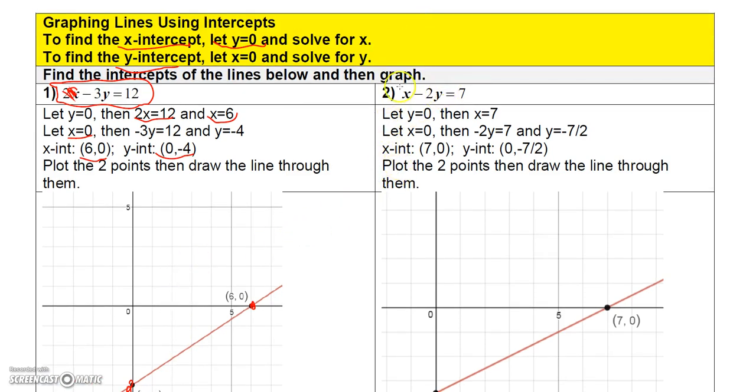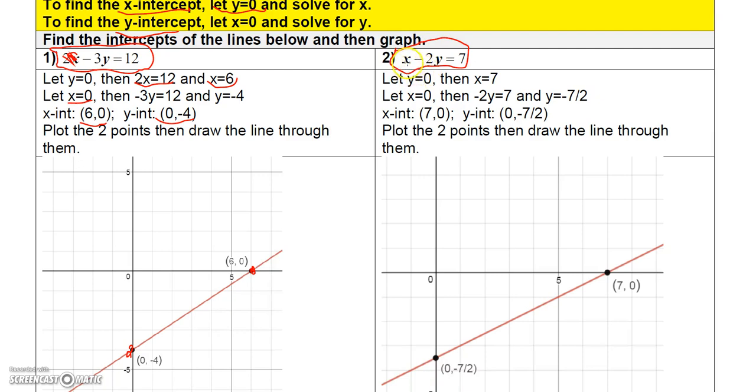Okay, here's another one. And I wanted to show you this one just to show you that the numbers don't have to be friendly numbers. Here, if you let y equal 0, you're going to get x equals 7. So the x-intercept is the point 7, 0. But if you let x equal 0, then you get minus 2y equals 7. So y would be negative 7/2. So the y-intercept would be the point 0, negative 7/2. So you have to know that negative 7/2 is negative 3.5.